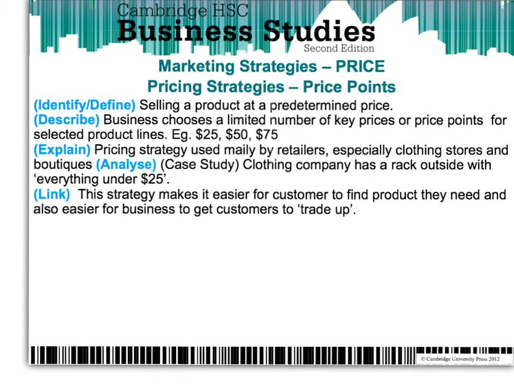The last of the pricing strategies is price points. This is when you sell a product at a predetermined price. Predetermined just means you've worked it out ahead of time. This is how much this is going to be, this is how much this group's going to be, this is how much this group is going to be. Businesses choose a limited number of key prices or price points for selected product lines, and I've just given you some examples there. It could be 25, 50, 75.